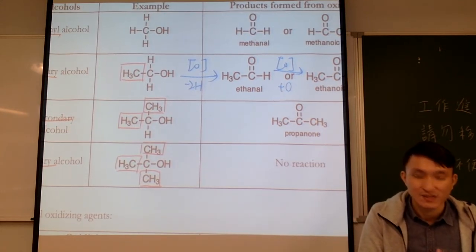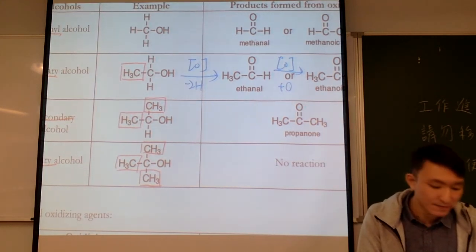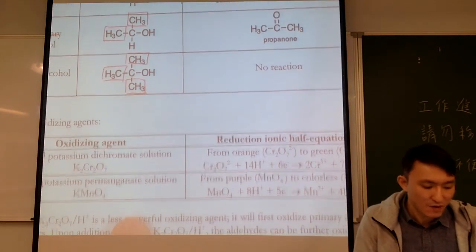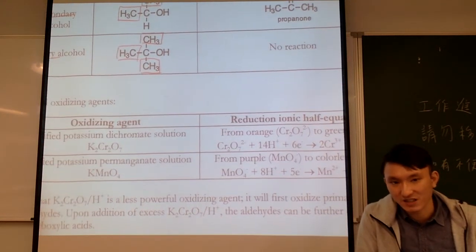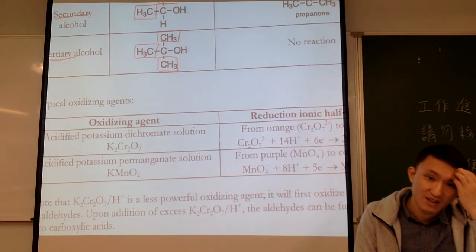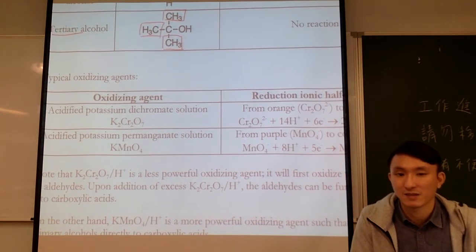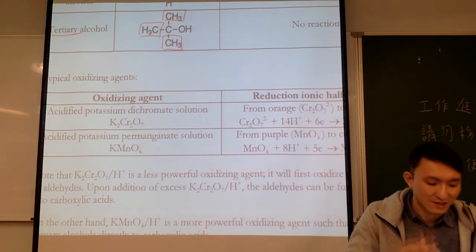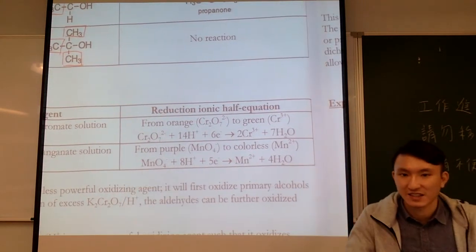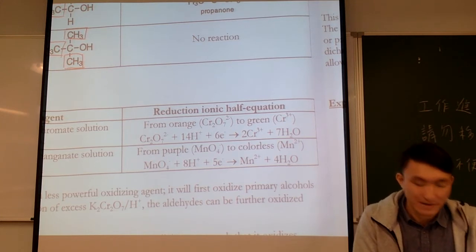Okay? So even though they have the same functional group, they react differently. Now down here, what are the typical types of oxidizing agent? Because it's an oxidation, you need an oxidizing agent to oxidize the organic compound. So these two are very familiar, right? Acidified potassium dichromate solution and acidified potassium permanganate solution. The half equations are given, the color change is given, so just refresh your memory.